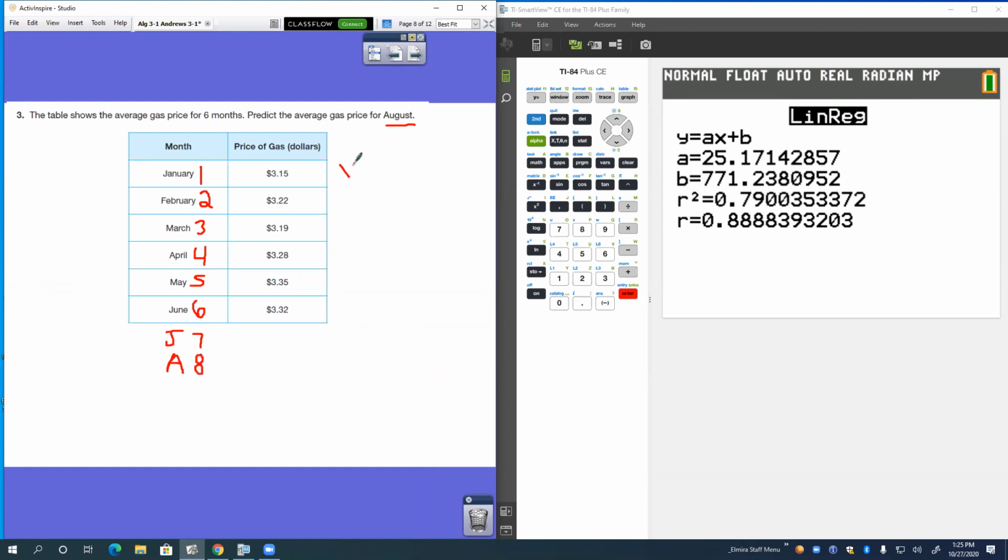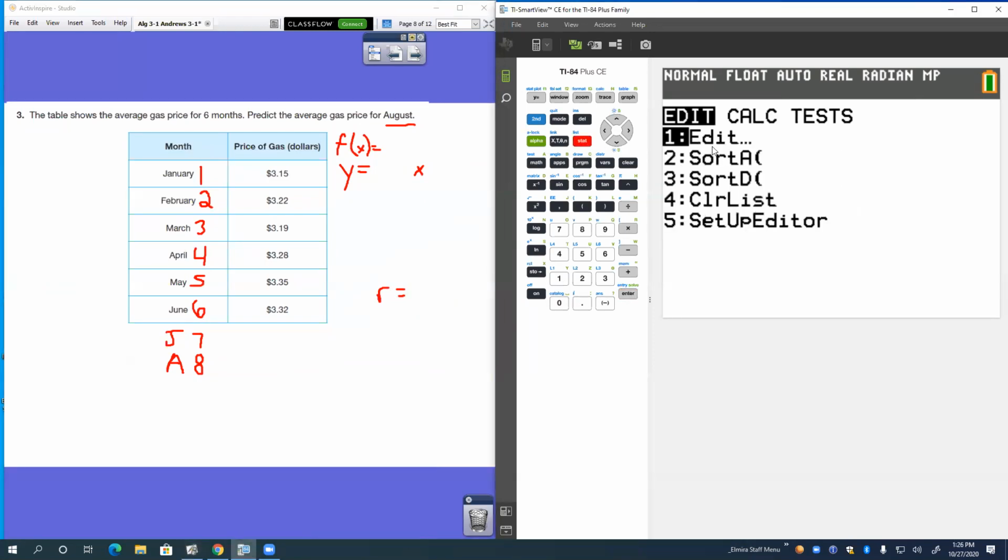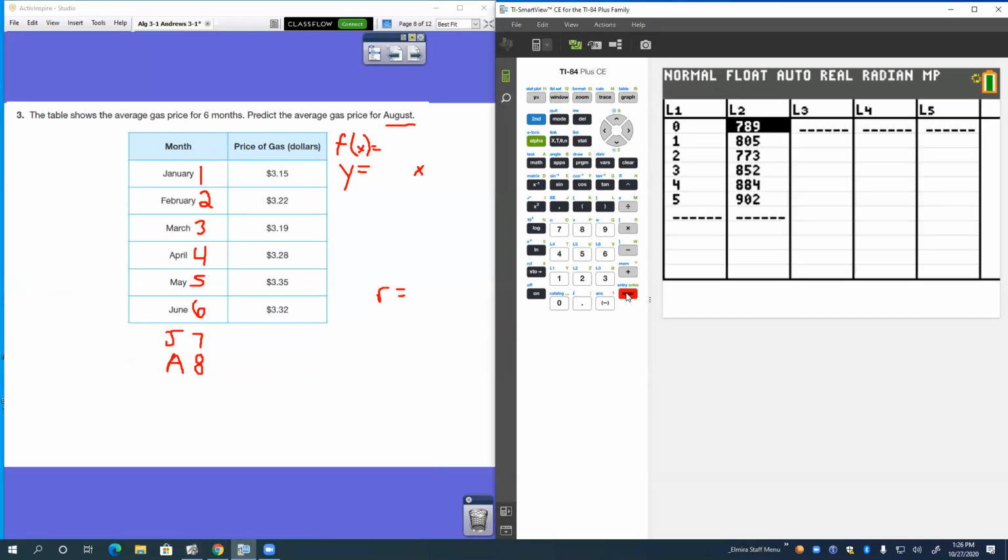So again, we want to come up with our regression equation. So we're going to have y equals some number and x, or instead of y equals, if you put f of x equals, that's the same thing. And then we want to find our r value as well. So again, you're going to go to stat edit, and you should be doing this with me.